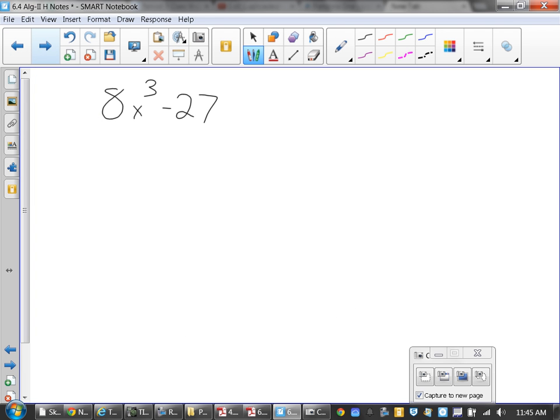So now, is 8x cubed a perfect square? Or excuse me, perfect cube? It is. What's the cube root of 8x cubed? 2x. Is 27 a perfect cube? Yeah. What is it? 3. So my a and b value here become 2x minus 3.